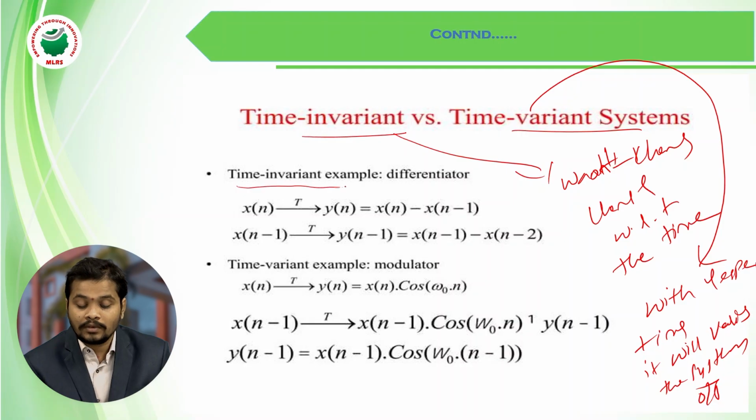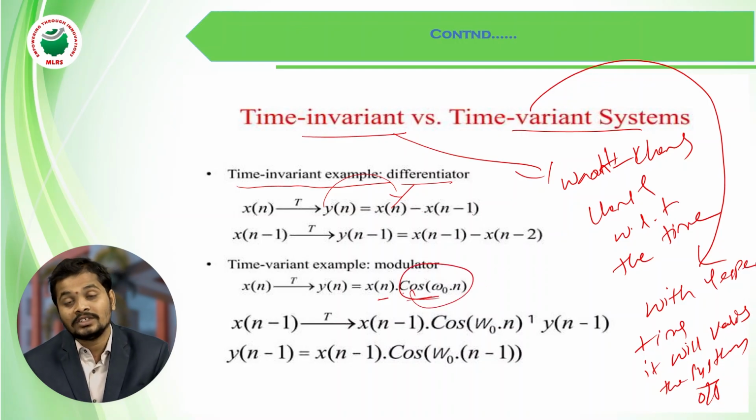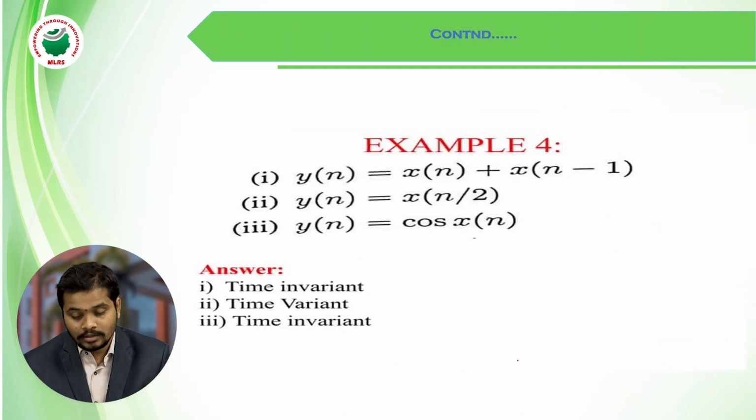So here a time invariant example is nothing but a differentiator. Here at the time of x of n, after time interval t, it is giving y of n equals x of n minus x of n minus 1. Is it changing with respect to time or not? No, because only the sample is changing. So if you come here, it is changing with respect to time, means it is multiplying with cos of omega naught n. It is changing with respect to time, so it's a time variant system.